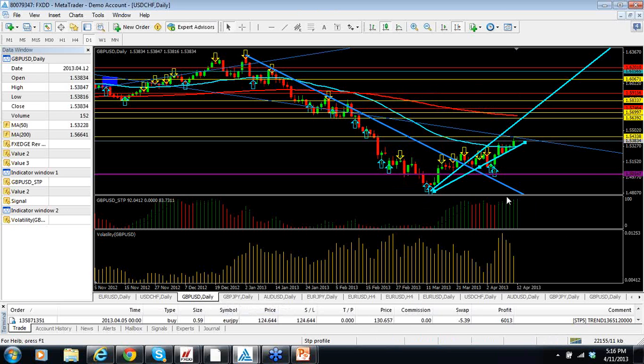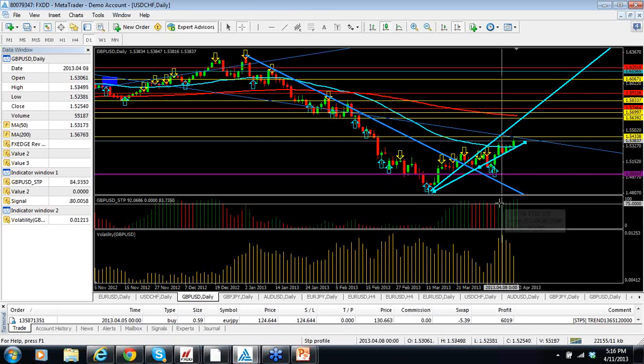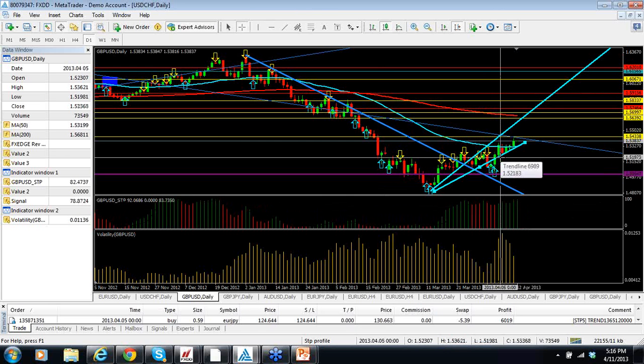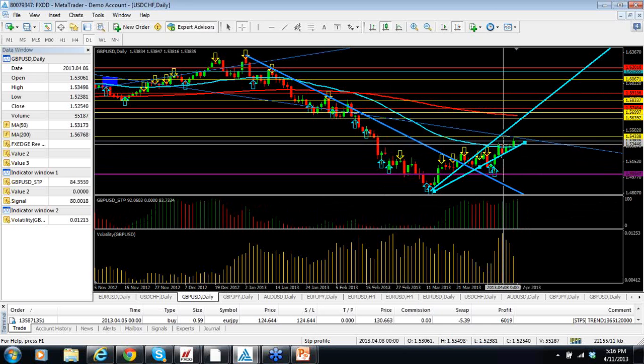All right, so pound dollar here, we had a change from red to green, gives us a buy signal. Here we're looking for 113 pips. You can see that price initially moved out against us 89 pips, then goes in our direction 90 pips, and it's currently sitting in the market in that area.